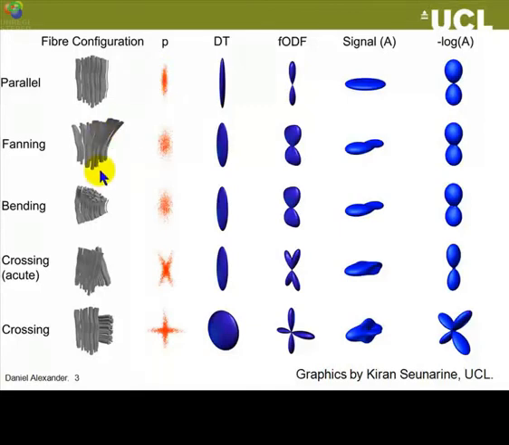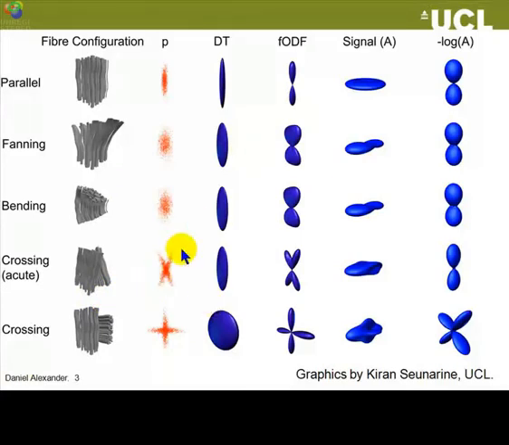These fanning and bending configurations cause a more widespread pattern because there are distributions of orientations which push particles in different directions. And then these crossing configurations cause more complex scattering that has ridges along the directions of the different populations of fibres. So as Donald discussed, diffusion tensor imaging models this scatter pattern with a Gaussian distribution. The Gaussian distribution in 3D has ellipsoidal contours. So the basic assumption is that this scatter pattern is ellipsoidal in shape.